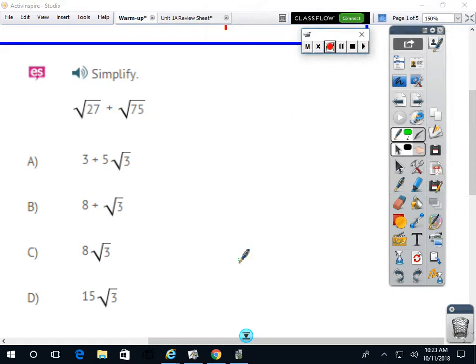Okay, so they want us to add them, but to be able to add or subtract radicals, the radicands have to match. This is a radicand of 27. This is a radicand of 75. So currently we cannot add them like they want us to, but we can attempt to make them match by simplifying both of the radicals using factor trees.